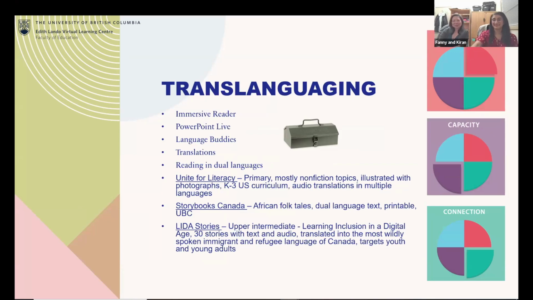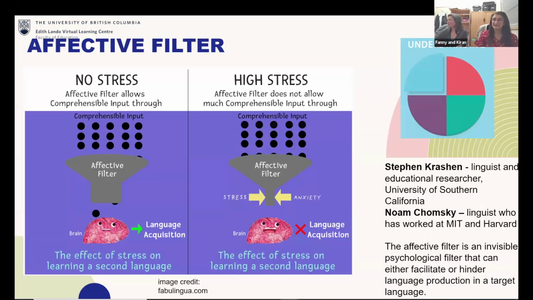All right. Okay. The next thing that we wanted to touch on is something called the affective filter. And this comes from the work of Stephen Krashen and Noam Chomsky. And so essentially it talks about the impact that stress can have on learning, specifically language learning. So in the right-hand example, we have a student who might be experiencing a lot of stress or anxiety in the learning environment or because of things at home or whatnot.